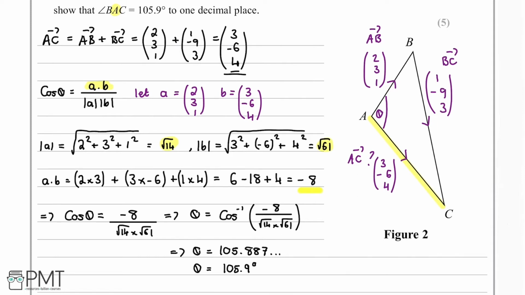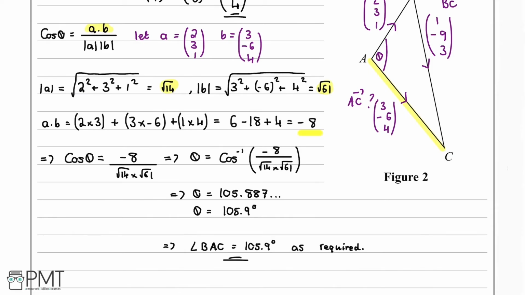We receive our third mark for knowing to then calculate the magnitudes. So there we've calculated the magnitude of A and the magnitude of B. We receive our fourth mark for working out the dot product, and we then receive our final and fifth mark for knowing to substitute these values into the formula and concluding with the correct answer.